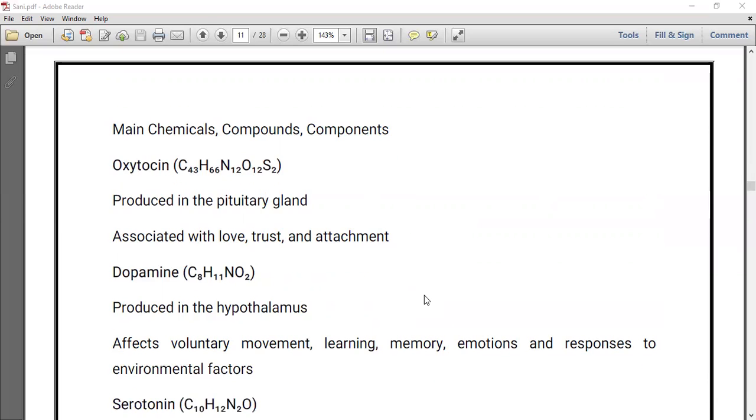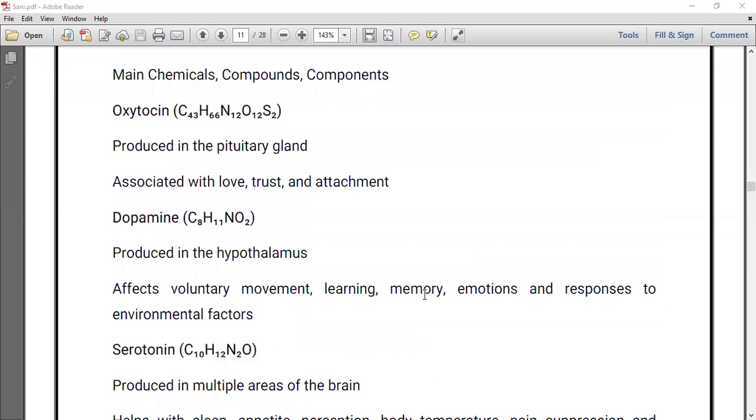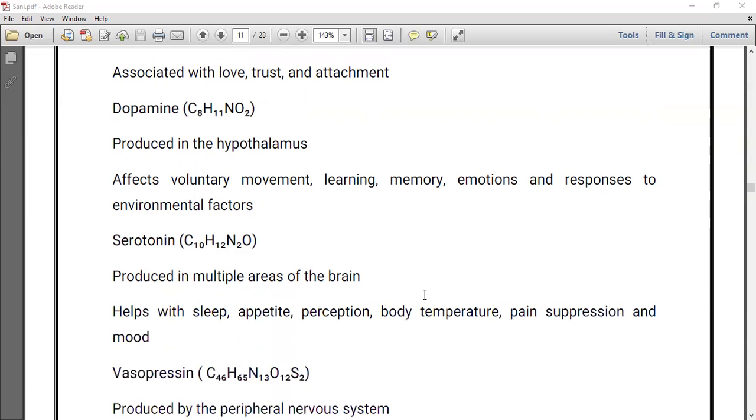It is produced in the hypothalamus. The hypothalamus is part of our brain, and it affects voluntary movement, learning, memory, emotions, and response to environmental factors. The third one is serotonin. This is also very important and is produced in multiple areas of our brain. Its function is to help with sleep, appetite, perceptions, body temperature, pain expression, and moods.